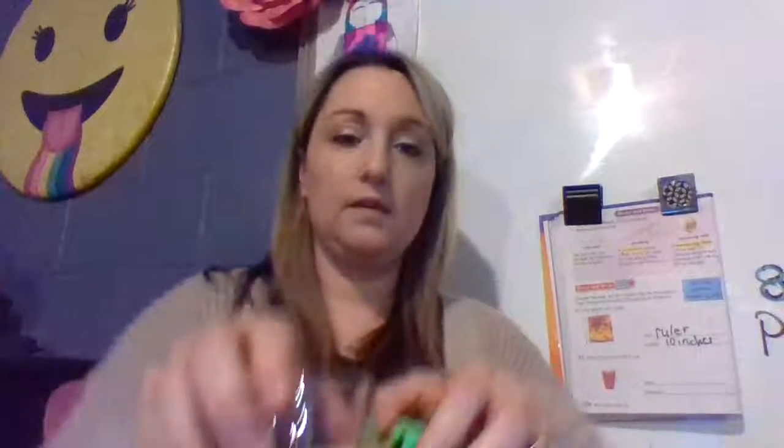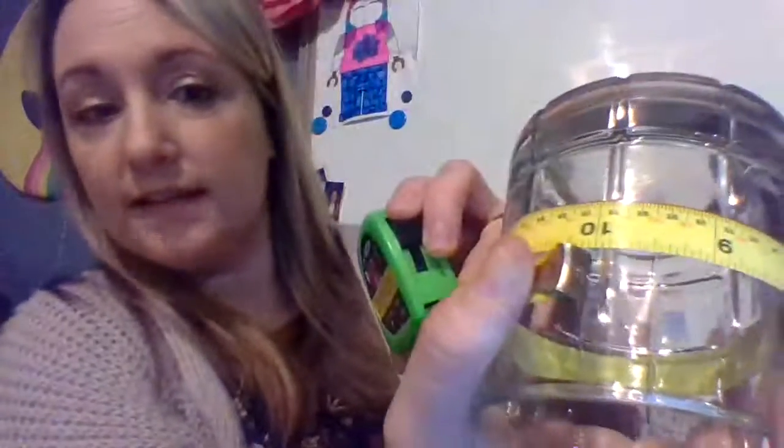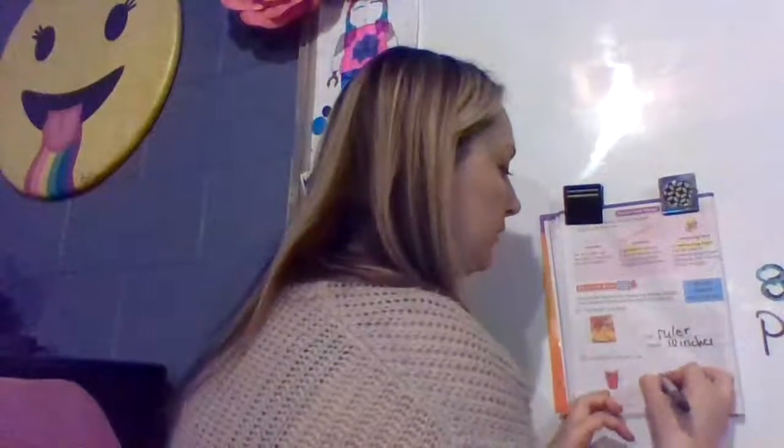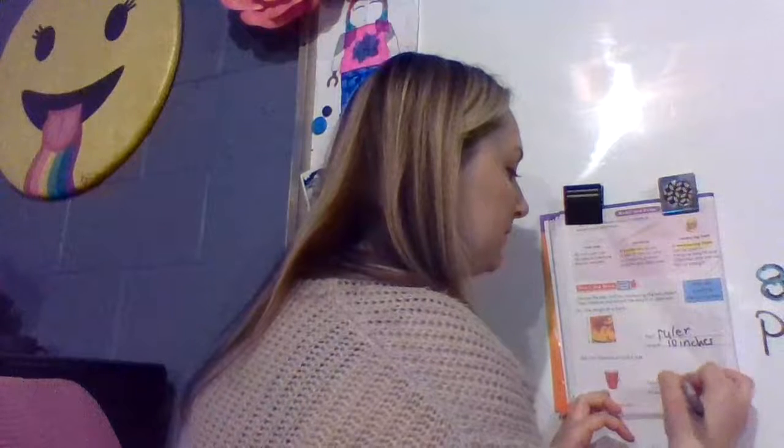Measuring tapes have a lot inside them. Usually you have to unlock them. Mine's sticking right now. There we go. And it pulls in and out like this. So I'm going to measure around the cup like this. I just unraveled it and I'm wrapping it around. And we can see that it too is about 10 inches around, which is weird because that was the same length as the book. So we're going to write that the tool we would use is a measuring tape.